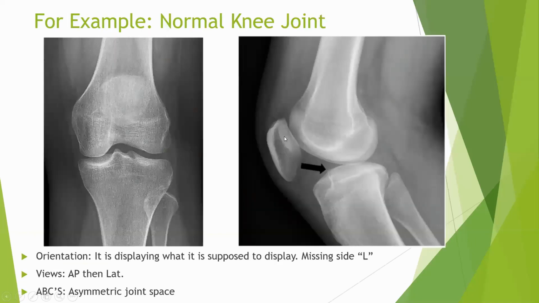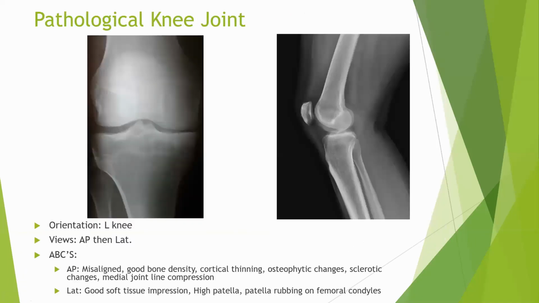All right, now when we come to a pathological knee joint and read it systematically, how it should be read: orientation again is missing, right? Is this a left knee or right? This is actually a right knee, but it doesn't say anything. What it should say is right knee, but it doesn't say so over here. This is not L, but it should be R. Obviously, view AP first and then lateral, and then ABCs.